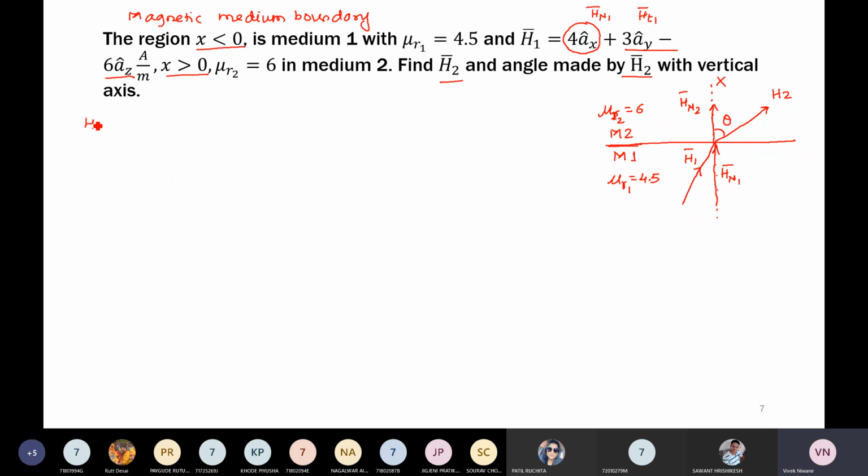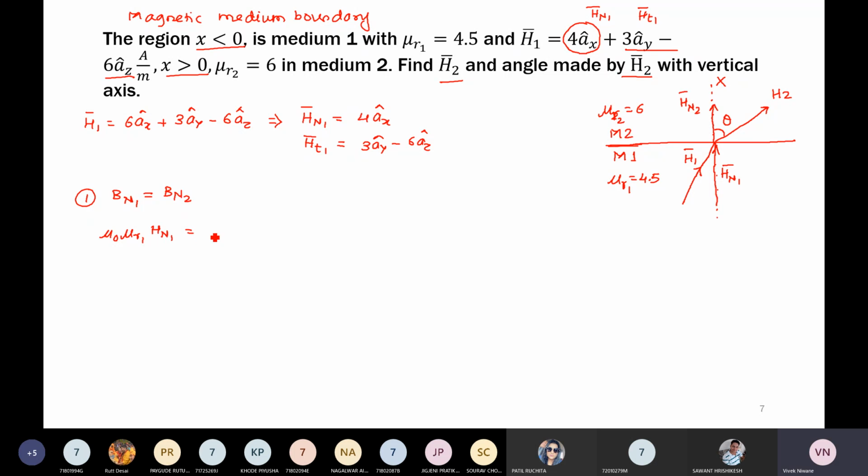Given is H1 bar equal to 4ax cap plus 3ay cap minus 6az cap. So this will give us Hn1 bar as 4ax cap and Ht1 bar as 3ay cap minus 6az cap. Now since we are looking at boundary conditions of magnetic medium, we have one formula which talks about the normal components. Let us take the equal one first: Bn1 is equal to Bn2. Since Bn1 is equal to Bn2, we can say that mu0 mu r1 Hn1 is equal to mu0 mu r2 Hn2.